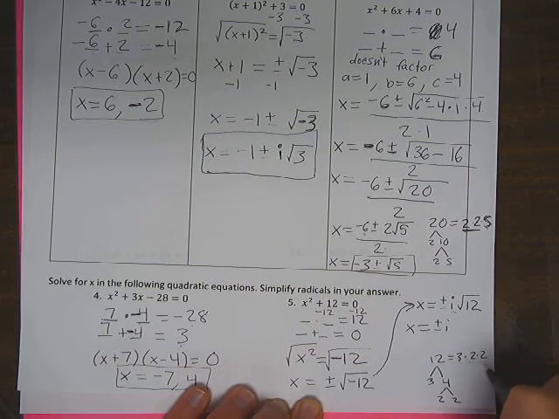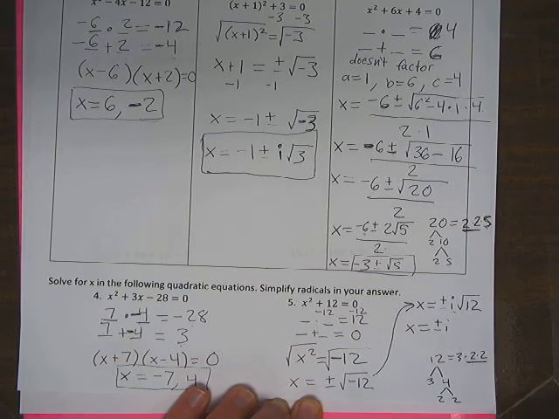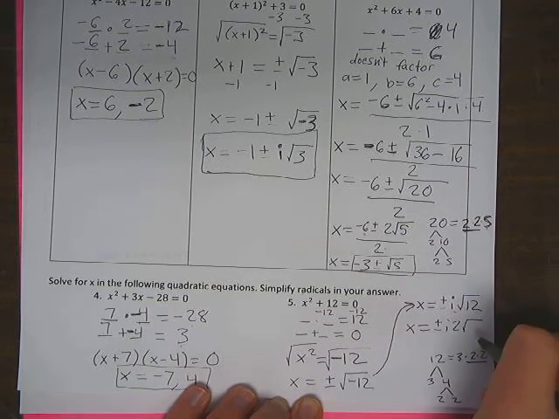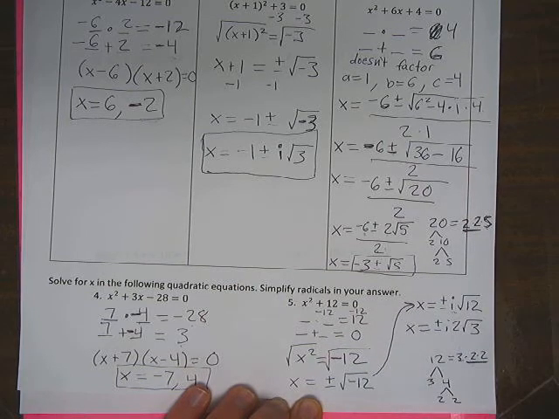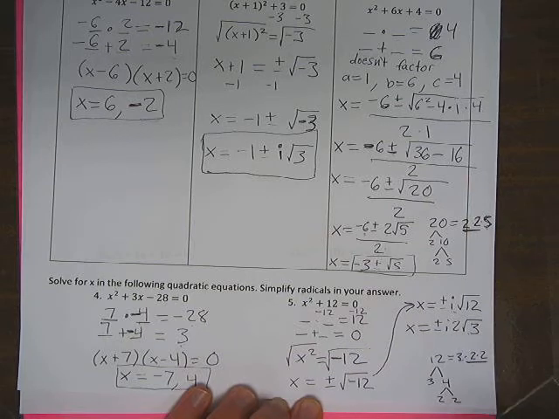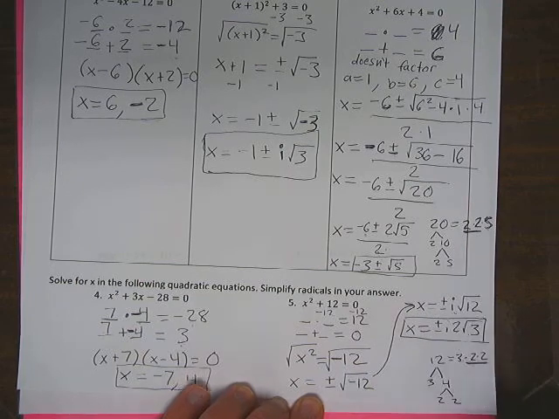So what can we do? Well, notice there's two twos in this, so I can take out a 2 from the square root, and there's not a pair to go with the 3, so it's going to stay underneath the square root. So we get plus or minus i times 2 times the square root of 3, and that would be our answer.